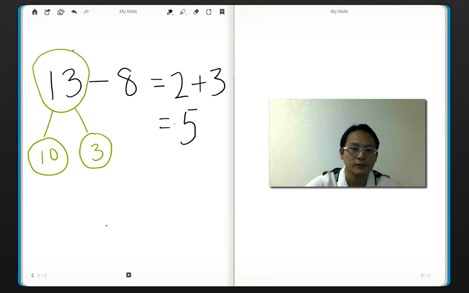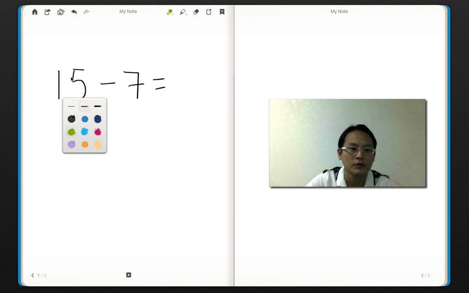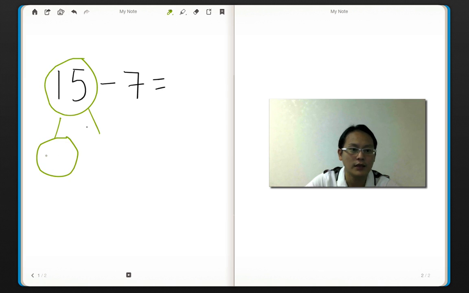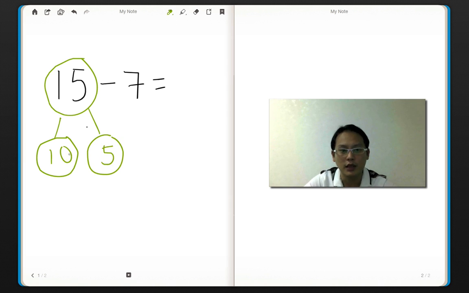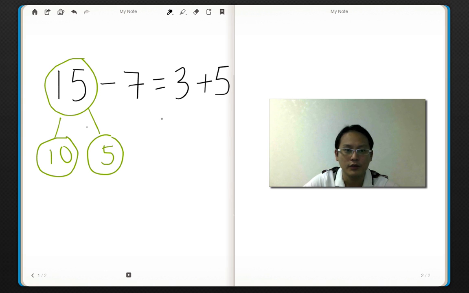Let's try another question. Let's say we have 15 minus 7, and then will give us... we break 15 up. 15 we can break into two numbers. One we will have 10, and the other we will have 5. Then we use 10 to minus 7. 10 minus 7 will give us 3. We need to add back the 5, and therefore 15 minus 7 will give us 8.